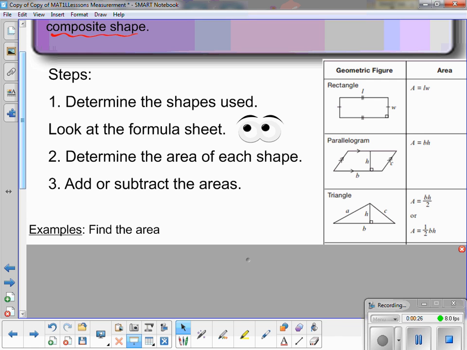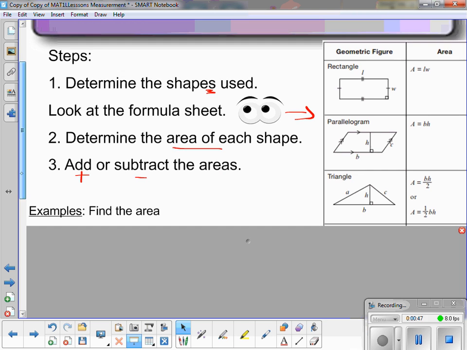And our steps again are to determine the shapes. Notice it's plural this time because it's composite. Look at the formula sheet, which we're going to do, and then determine the area of each shape, and then we're either going to add the shapes together or you might have to subtract the areas. It's going to depend on the actual question. So let's look at our examples.